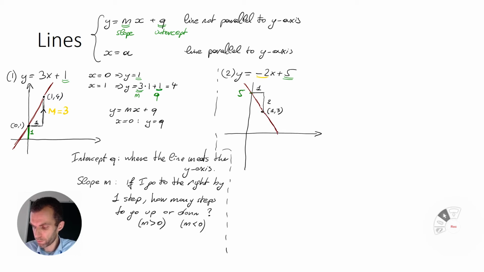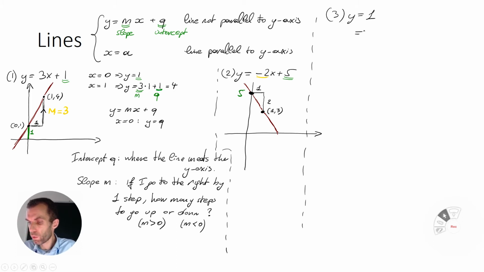So for the third example, let's take y is equal to 1. And y is equal to 1, you can write it as 0 times x plus 1. So from that, you see that the slope is 0. This line doesn't go up or down. It's a horizontal line.